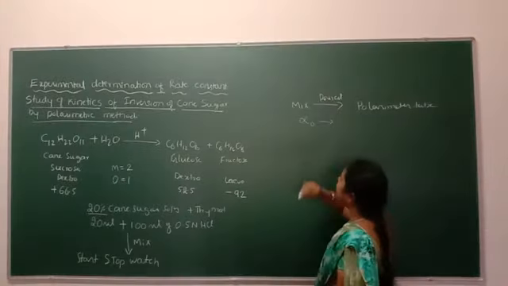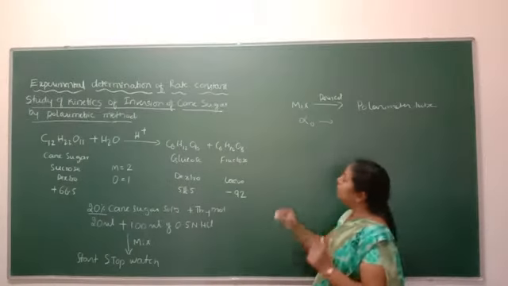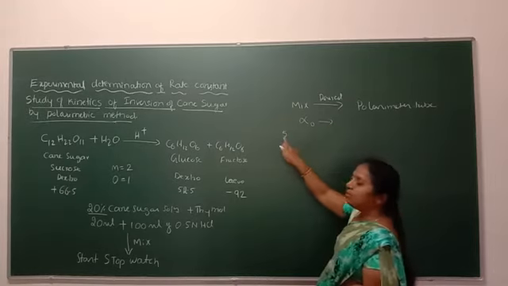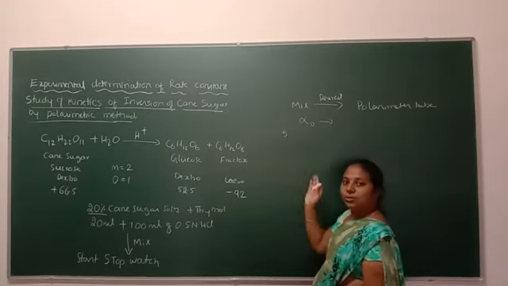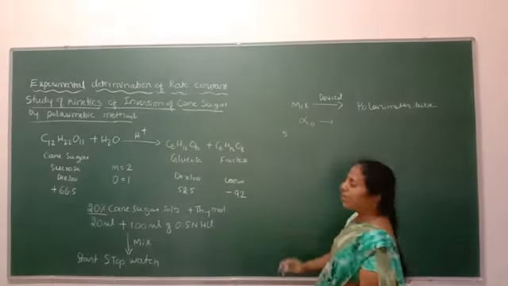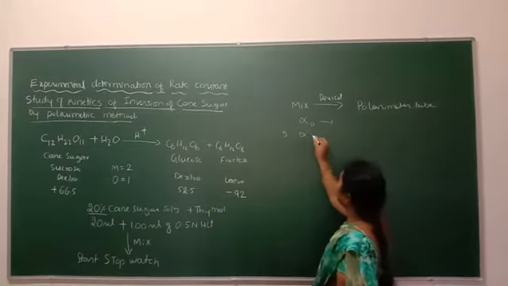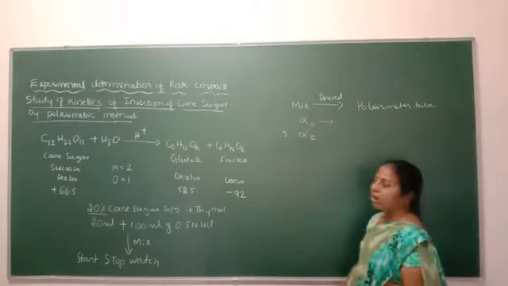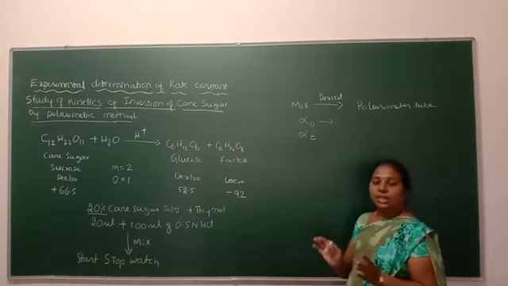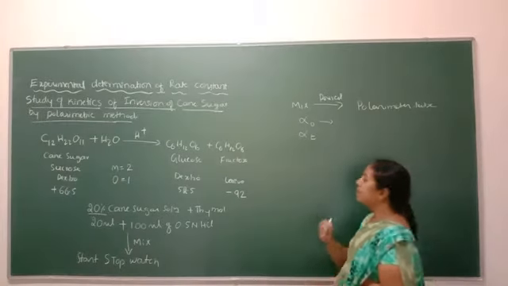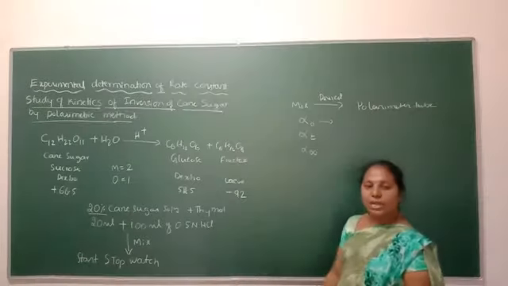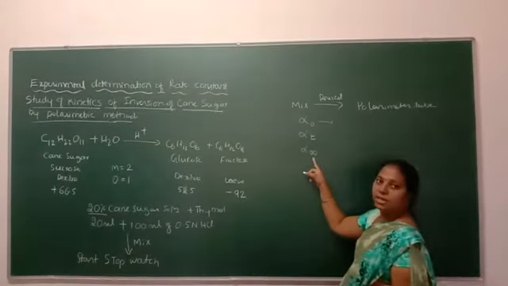And at different time intervals, in the interval of 5 minutes, that means at 0 time, then 5 minutes, 10 minutes, 15, 20, 25, 30 like that, in the interval of 5 minutes we will measure the angle of rotation, which is found to be alpha t. And we will allow the reaction mixture to complete the reaction. After completion of the reaction, again we will measure the angle of rotation, which is found to be alpha infinity.